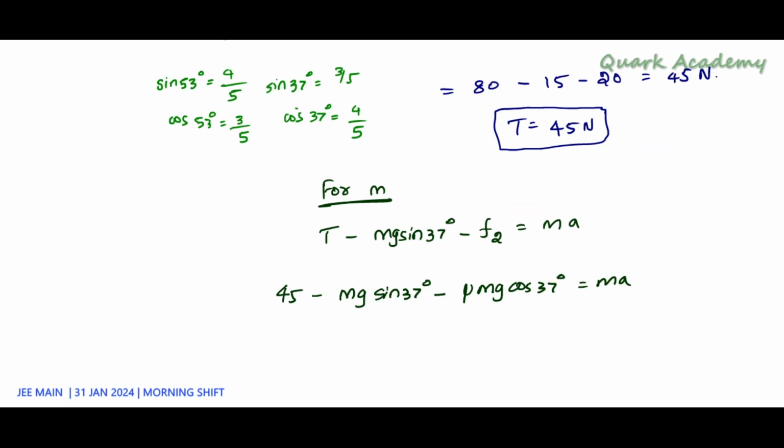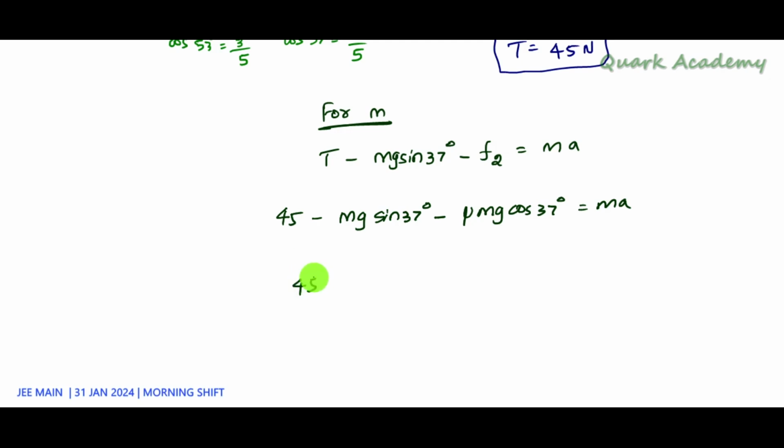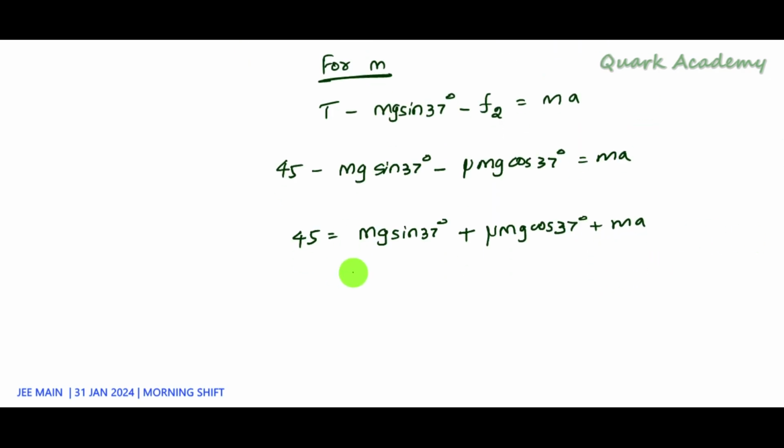So let's bring the mass terms to one side. So we will have 45 equal to mg sine 37, it's not minus, it's plus mu mg cos 37 plus ma. So we'll take m outside and the remaining things: g sine 37 plus mu g cos 37, plus a, which is equal to 45.